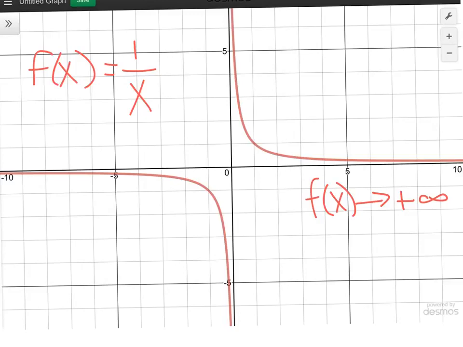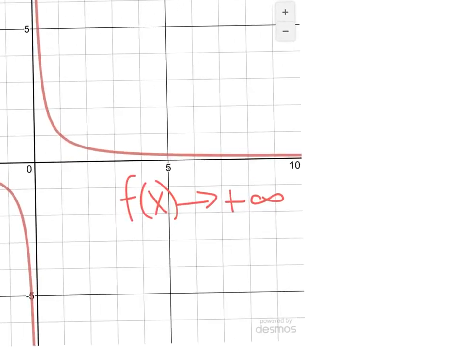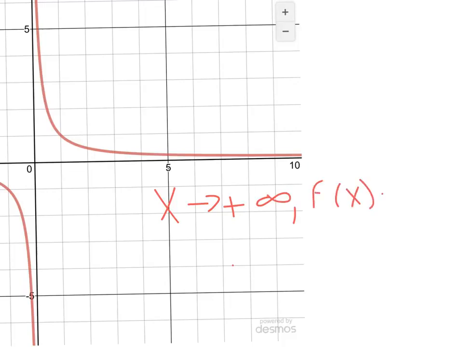What happens to my graph? Thoughts? That's a good question. Does it stop? When we look at this graph, we say that as x approaches positive infinity, f of x approaches 0, because that number just keeps getting smaller and smaller. But it approaches 0 from the positive side, which means it's getting closer and closer to the x-axis, but it's above the x-axis.